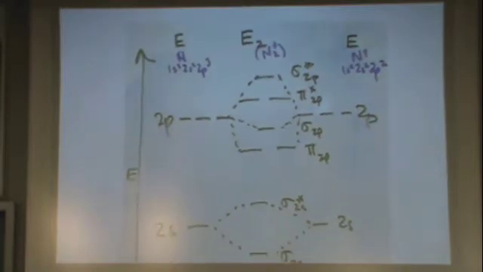N is 1s2, 2s2, 2p3. And N plus is 1s2, 2s2, 2p2, because it's just plus 1. And now let's fill it in. I don't have a 1s orbital because it's core. I didn't need to do that.